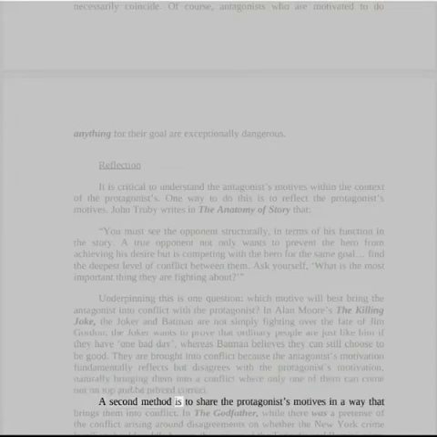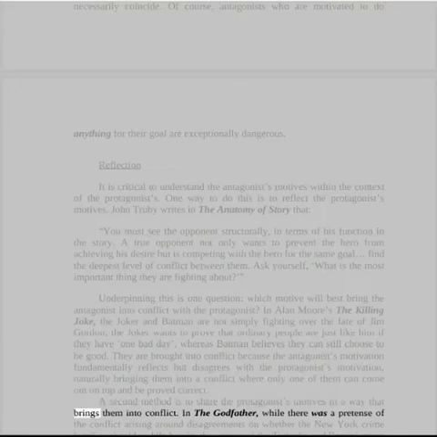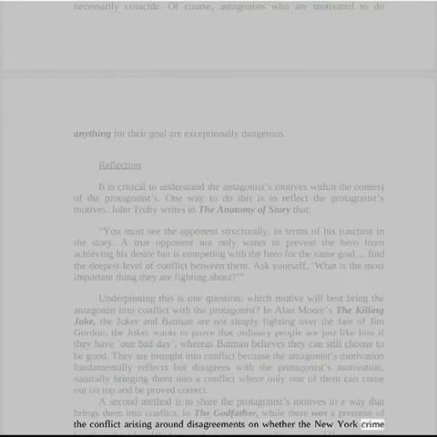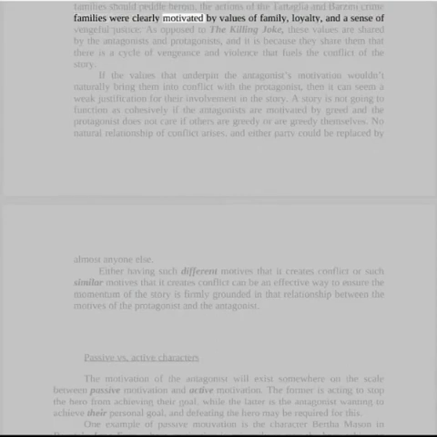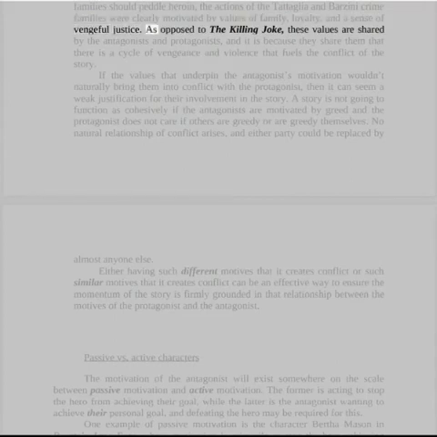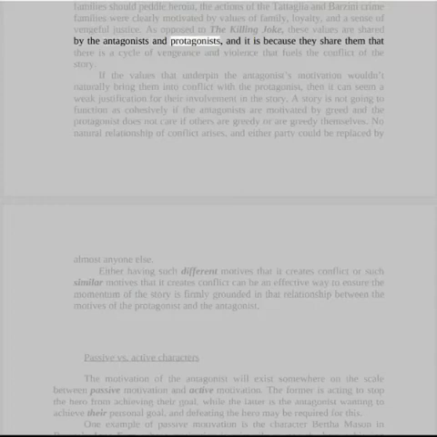A second method is to share the protagonist's motives in a way that brings them into conflict. In The Godfather, while there was a pretense of the conflict arising around disagreements on whether the New York crime families should peddle heroin, the actions of the Tartaglia and Barzini crime families were clearly motivated by values of family, loyalty, and a sense of vengeful justice. As opposed to The Killing Joke, these values are shared by the antagonists and protagonists, and it is because they share them that there is a cycle of vengeance and violence that fuels the conflict of the story.